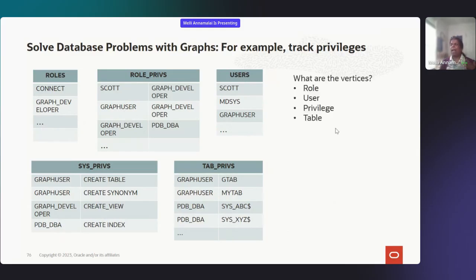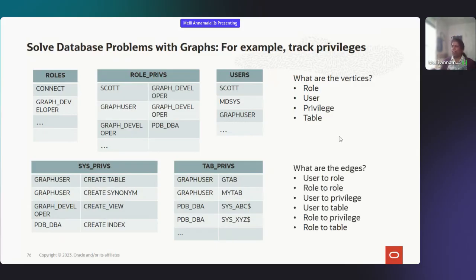So if you want to look at exactly what this graph would be, you would identify the vertices. The vertices are typically the roles, the users. I mean, these are the things in your data. The privilege and the table information. And then what are the edges? The edges are that a user, Scott, is connected to a particular role, or a role is connected to a particular role, because one role can be given to another role. A user has privileges, and roles also have privileges.